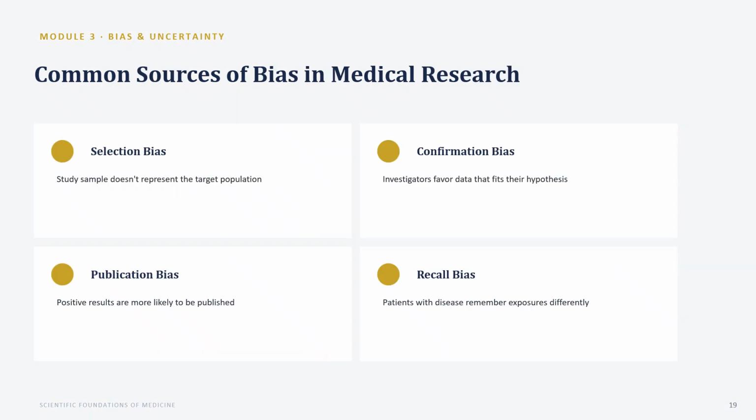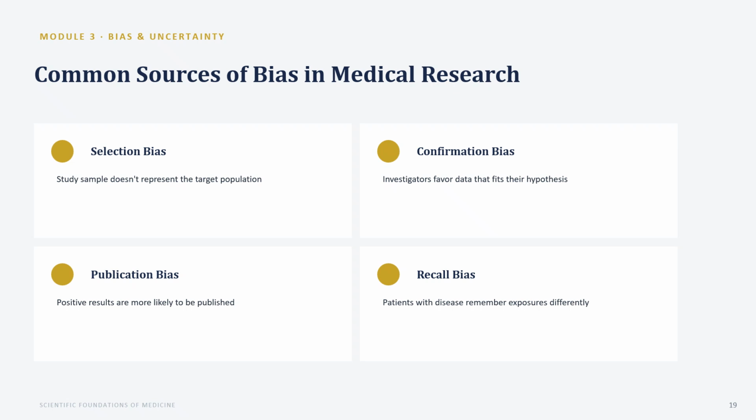Coming to the research bias. Selection bias, publication bias, confirmation bias, and recall bias can affect research outcomes. Identifying these biases improves the quality of scientific evidence. So we have 4 types of biases, which are selection bias, confirmation bias, publication bias, and recall bias.